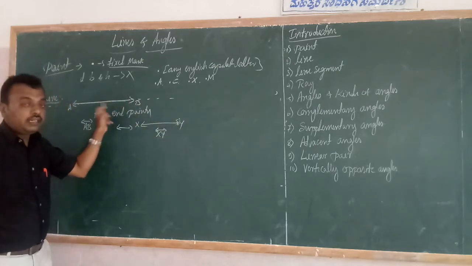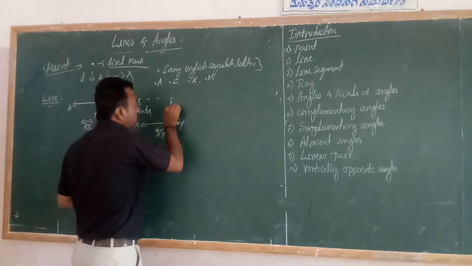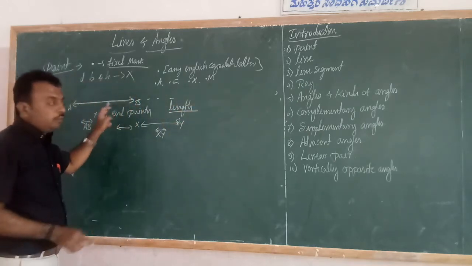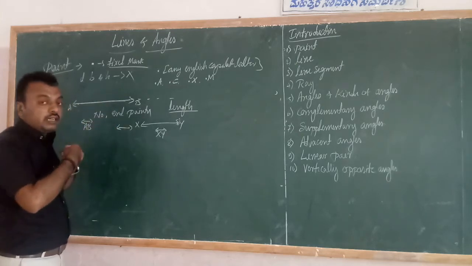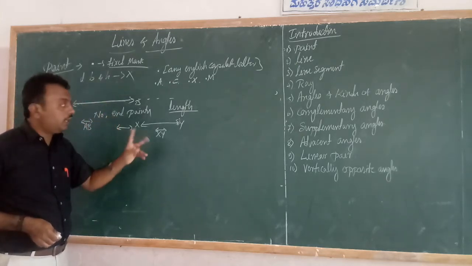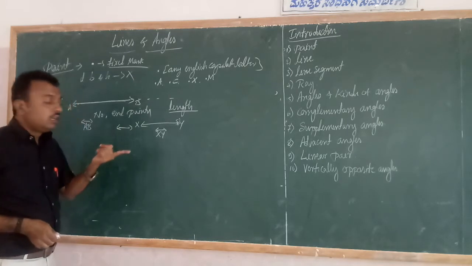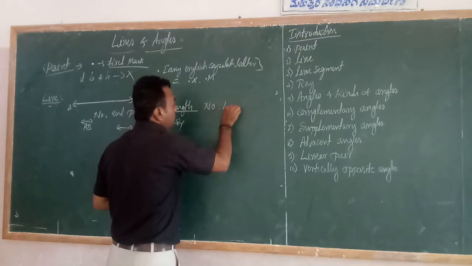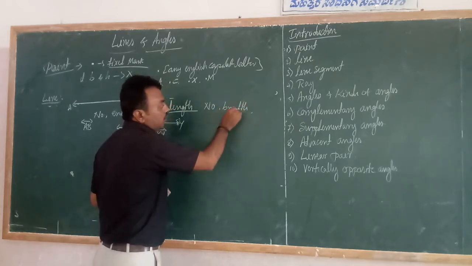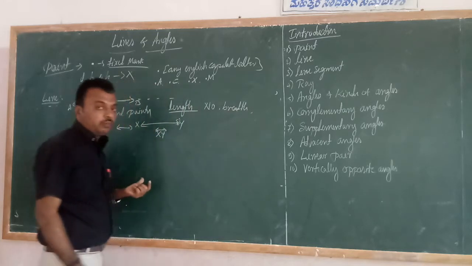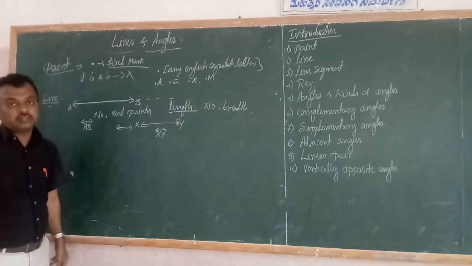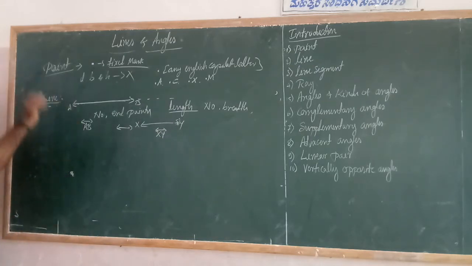There is no definite length, because we cannot measure this line easily, because it is expanded on both sides to an infinite distance. That's why it does not have a definite length, and no breadth or thickness. It has length, but no definite length, because it is expanded on both sides. And then line segment.